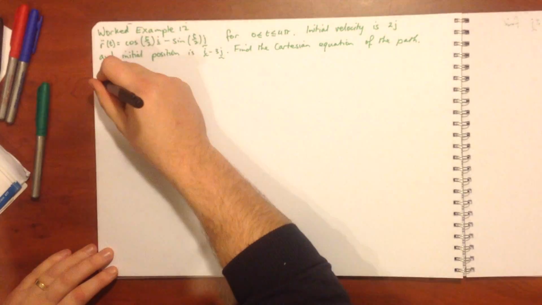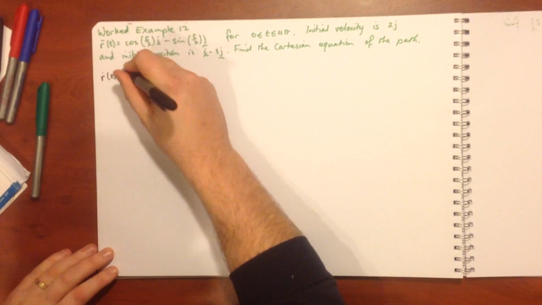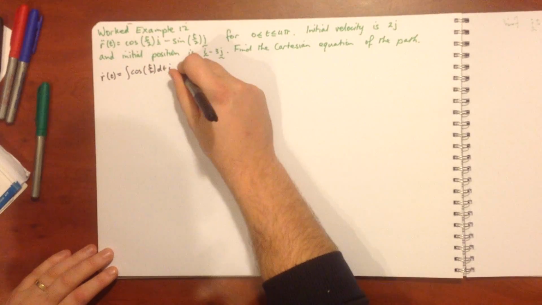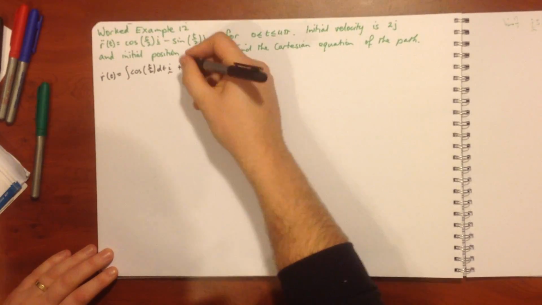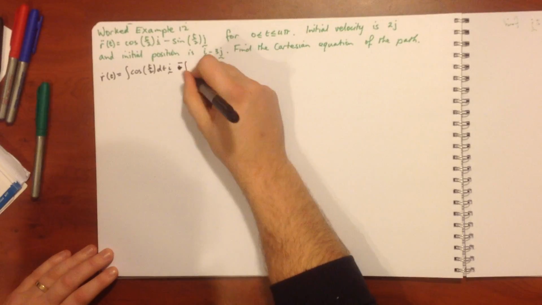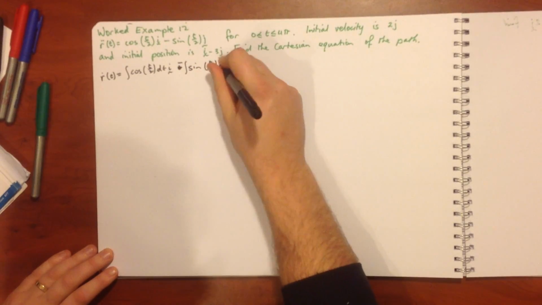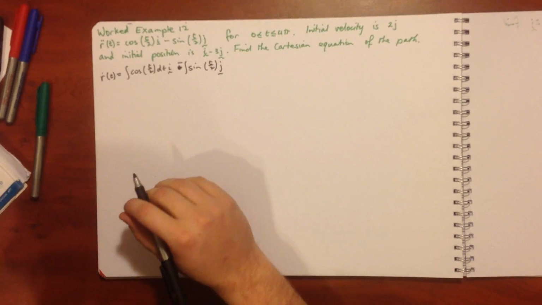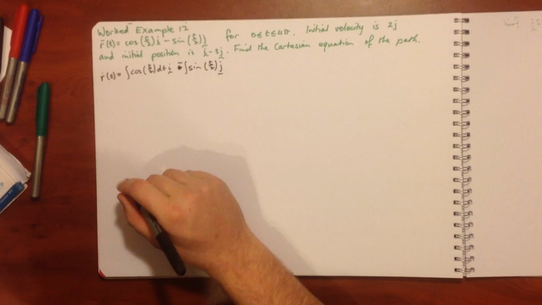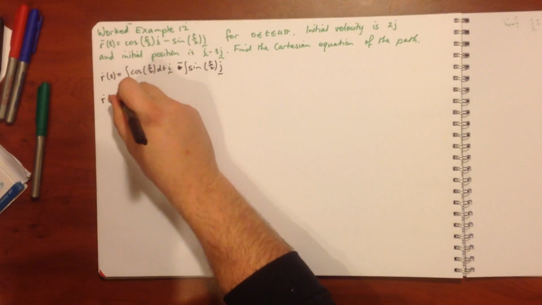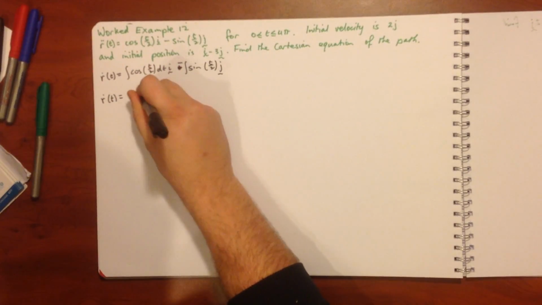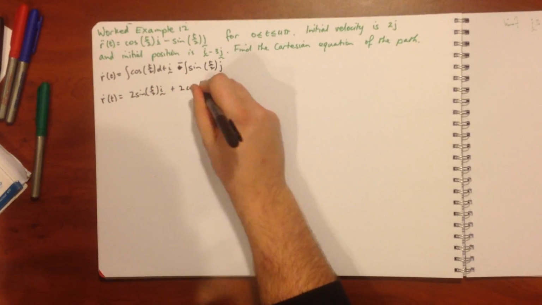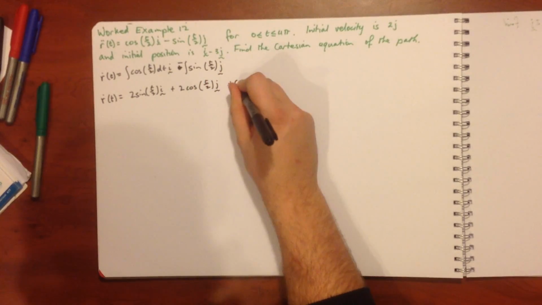I'm going to find the Cartesian equation of the path this time. Okay, so what we need to do is set up our velocity vector, our r dot of t. Well, that's going to be the integral of cos of t on 2 dt i, minus our integral of sine of t on 2 j. We forgot our dt in there, but there's a dt in there, of course. So what we can do then is we get our r dot of t equal to 2 sine of t on 2 i plus 2 cos of t on 2 j, plus our C1.